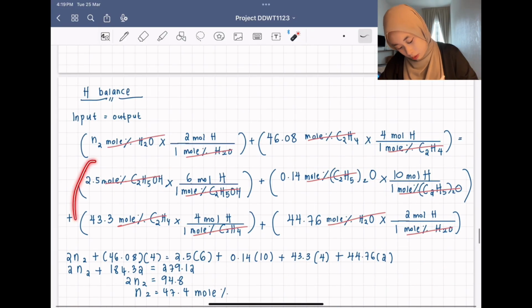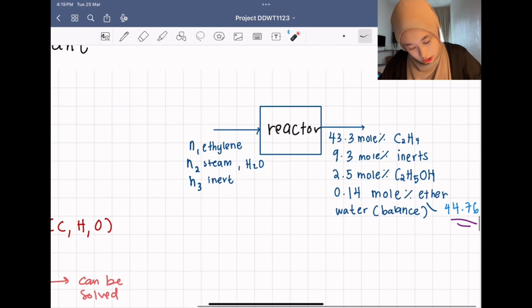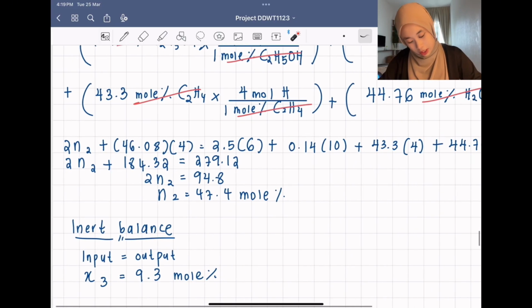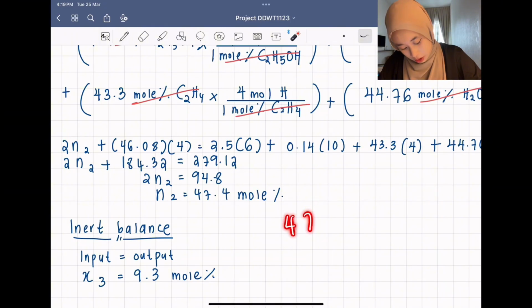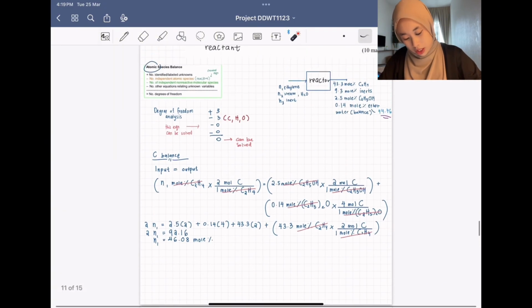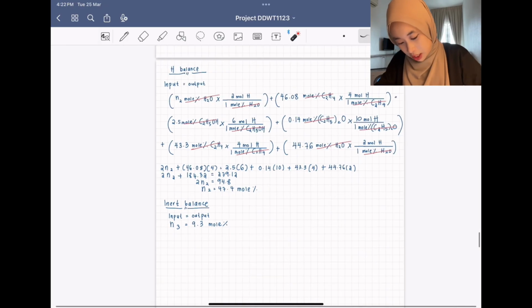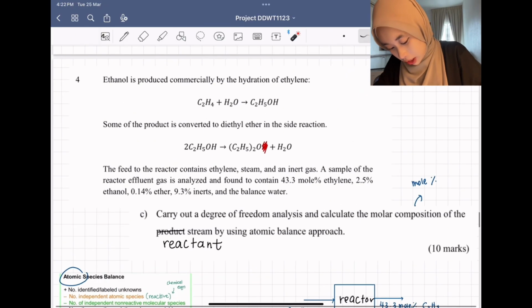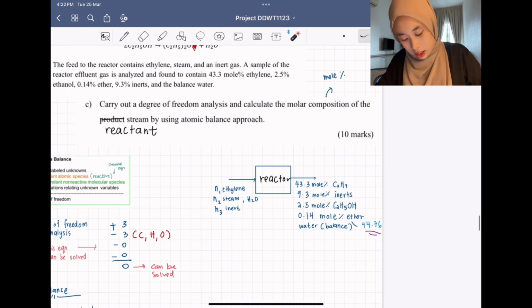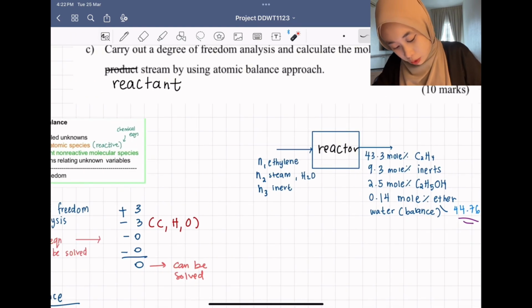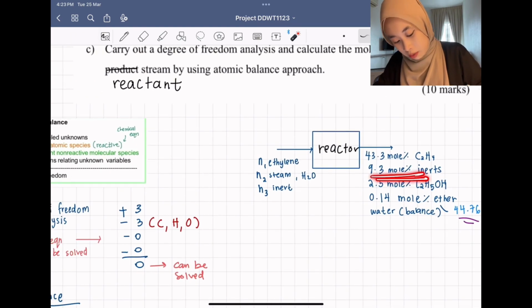Let's calculate the output. Output mana yang contains hydrogen: C2H4, C2H5OH, ether dan water balance. Water balance kita dah kira kan. Then kita just do the calculations at 47.4 mol. Okay. So kita dah ada N1, N2. Okay, as for inert balance, we will get N3 equals to 9.3 mol %. Inert gas dia tak participate dalam apa-apa reaction dalam ni tau. Okay, so bila dia tak participate, kiranya inert gas punya molar composition product kat sini remains the same as the input.